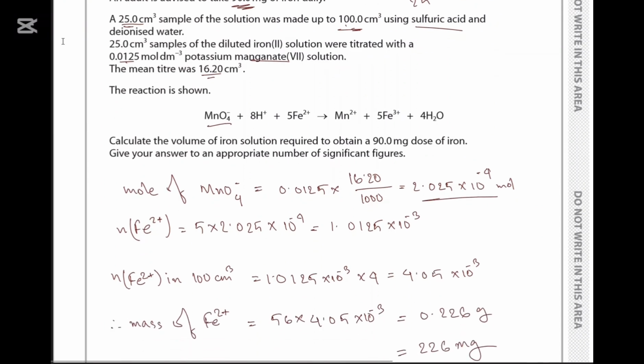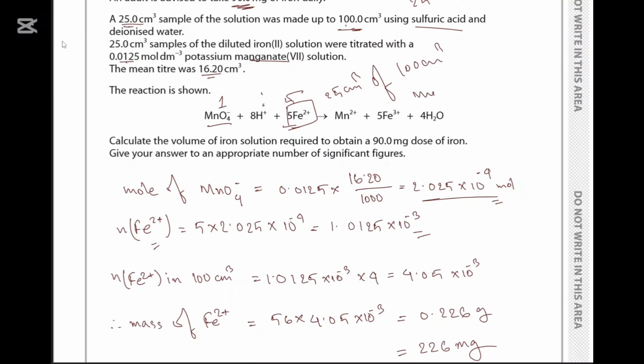So this is the mole of the manganate ion, and from the formula, I can see that the reaction ratio for manganate ions and iron 2+ ions is 1:5. Therefore, the mole of iron 2+ ions would be 5 times the mole of manganate ions. So this is the mole of iron 2+ ions in 25 cubic centimeters, which was taken from 100 cubic centimeters.